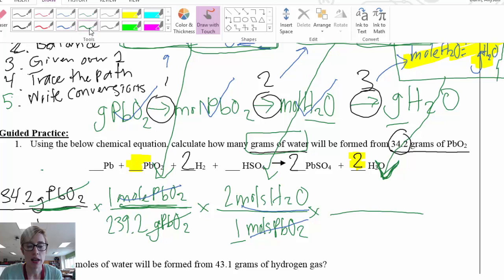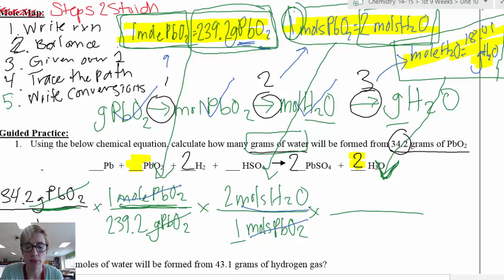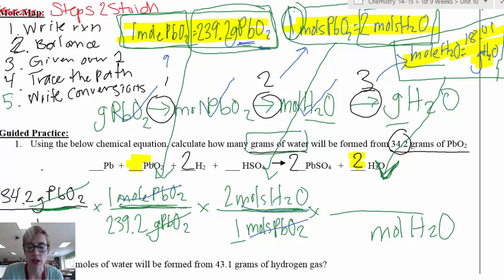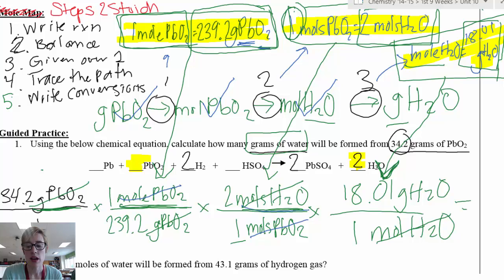Well, I know that I have moles of water at the top right here, so I need that same unit on the bottom to cancel out moles of water. So that means I'm going to take 1 mole of water and it goes down at the bottom. That leaves me with 18 grams of water, which is going to go on the top. Or 18.01 grams of water goes on the top. And so now my moles of water cancel out. I'm in grams of water. So whenever I calculate, the answer will be in grams of water.